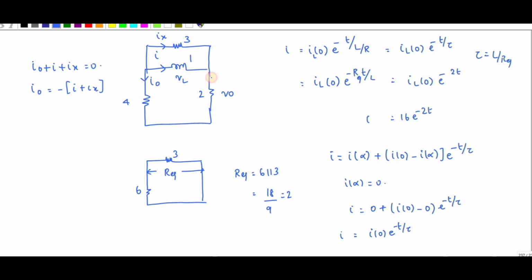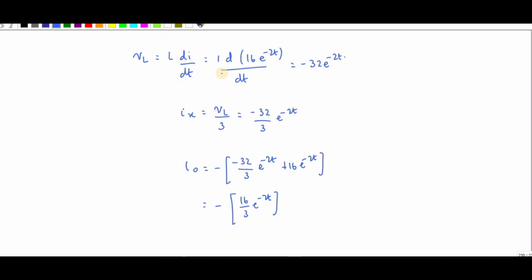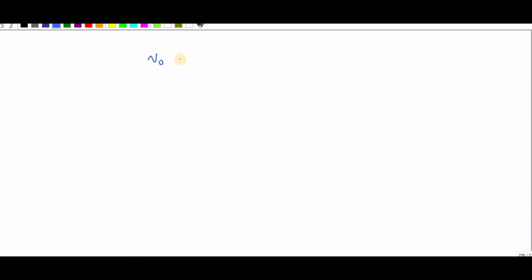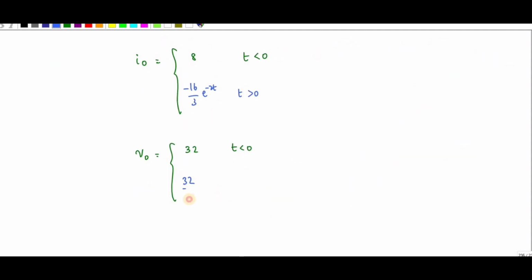So this is nothing but minus I naught, right? So what is the voltage V naught? V naught is equal to minus I naught into 2. We know that I naught is nothing but 16 by 3 e power minus 2t, into 2. So it is nothing but 32 by 3 e power minus 2t. So from this I can write V naught is 32 by 3 e power minus 2t at t greater than 0.